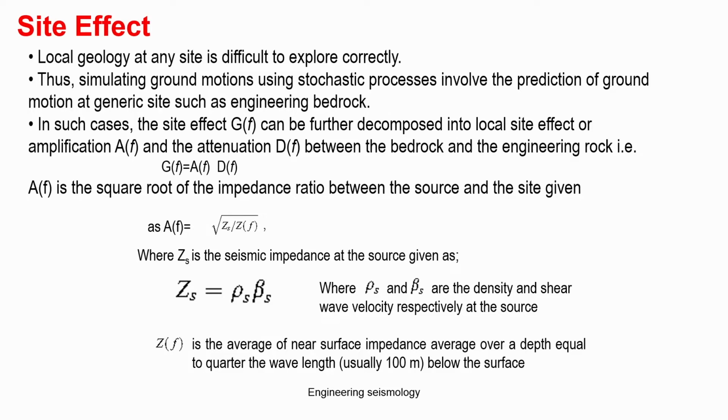The simulation of ground motion using the stochastic process involves a prediction of the motion at a generic site, such as a bedrock condition. So, most of the time the simulation is done for the bedrock condition, not for the soil condition. Because of that, the site effect study is not much addressed in this simulation model. In such a case, the site effect GF can be further decomposed into local site effect, and amplification and attenuation between the seismic bedrock and the engineering bedrock. Here GF is amplification and DF is the factor which attenuates.